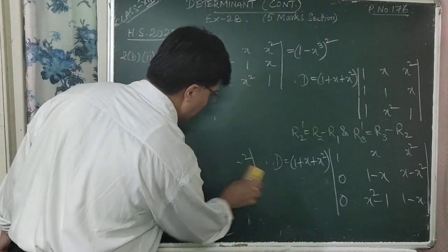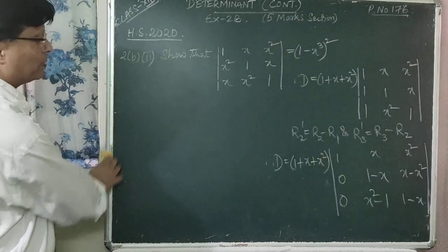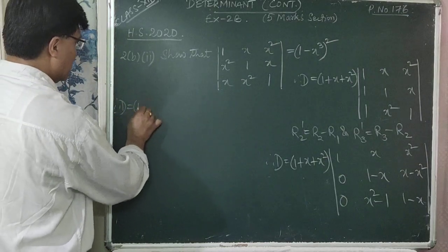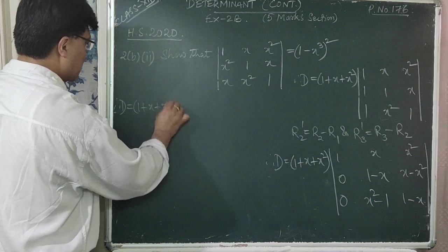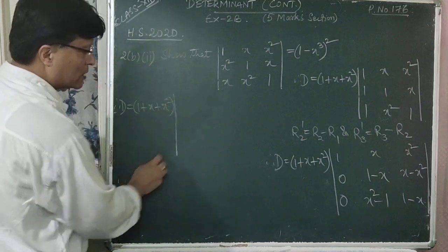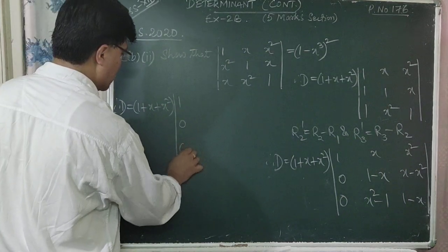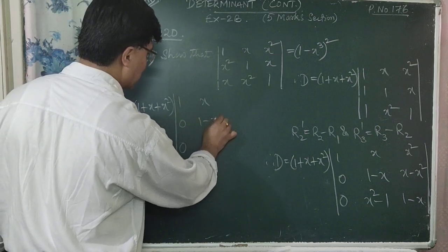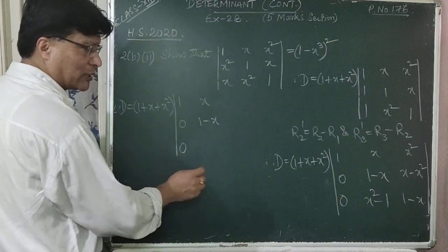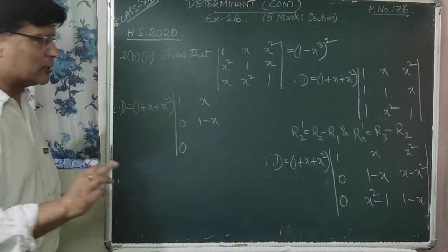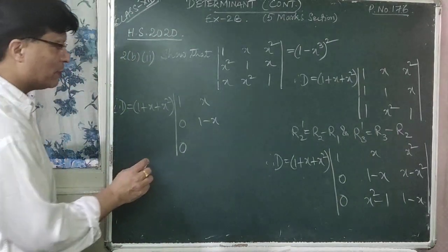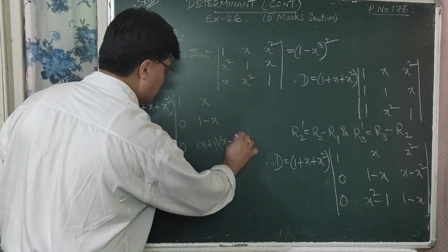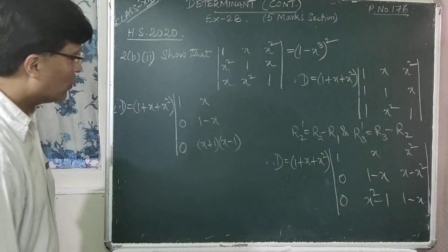So now let's do the next step. Therefore D is equal to, here common is 1 plus x square. Now what is the first column? 1 0 0. What is the second column? x. This is 1 minus x. Now it is, what is x square minus 1? That is your a square minus b square, a plus b into a minus b. So this is x plus 1 into x minus 1. Right? What is the third column?